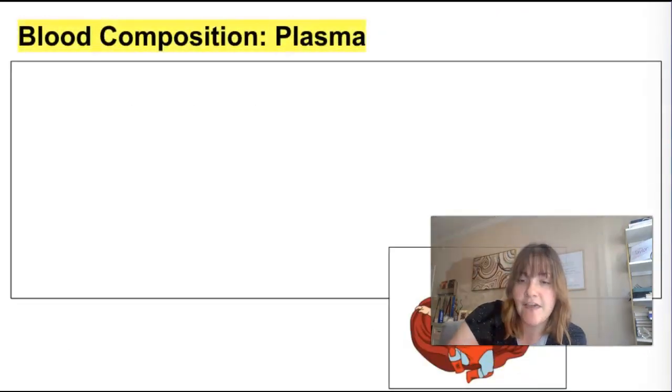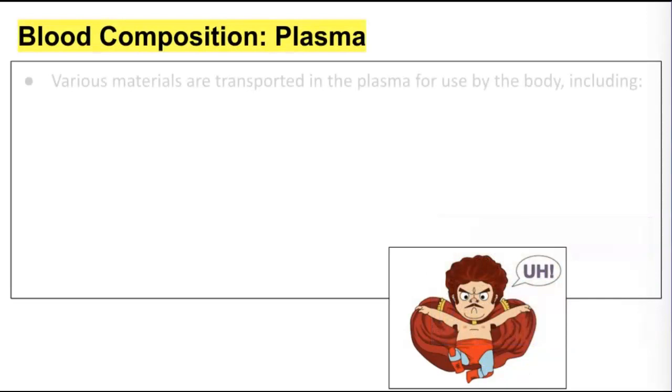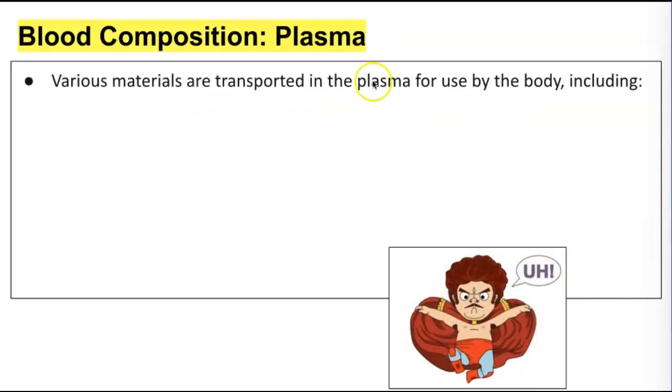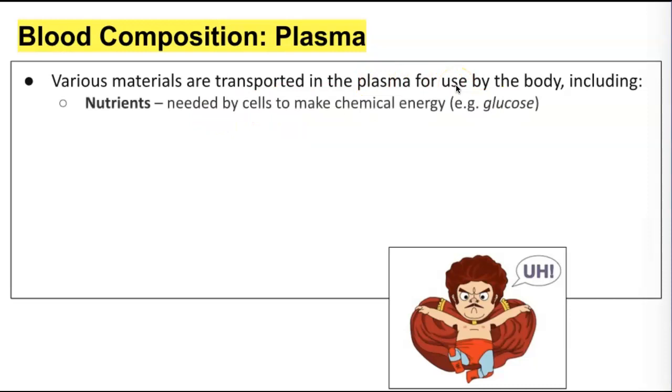So some of the things that are transported in the plasma to be used by the body include nutrients. Nutrients are needed by cells to make chemical energy. Example, glucose. This is a huge, really important nutrient that is dissolved in blood plasma. Try and think about why glucose is extremely important to be dissolved in blood plasma. What do we need glucose to do?